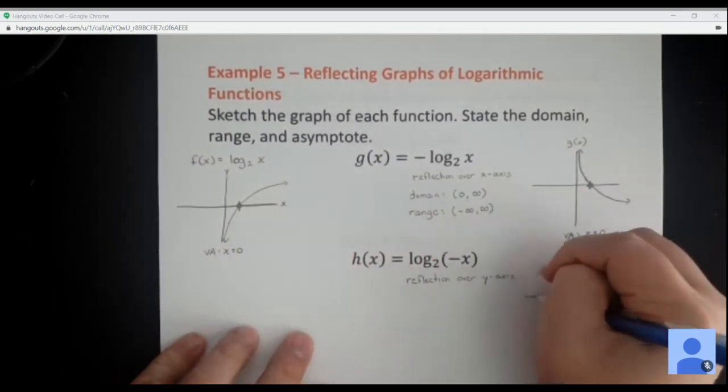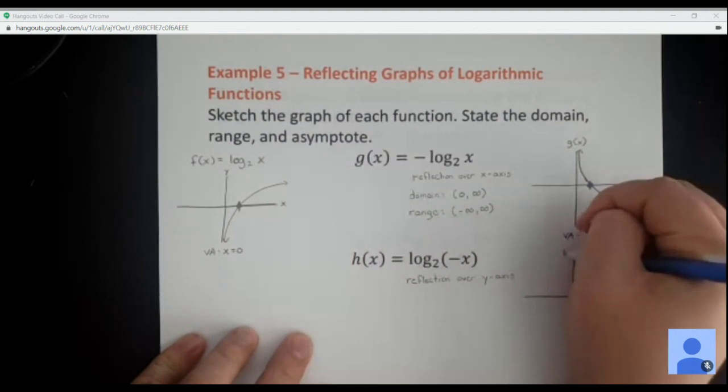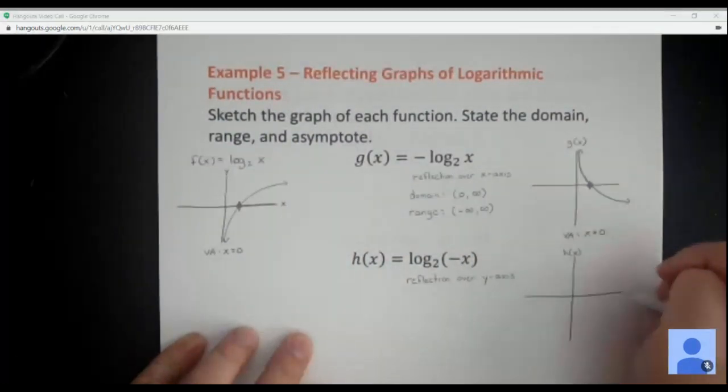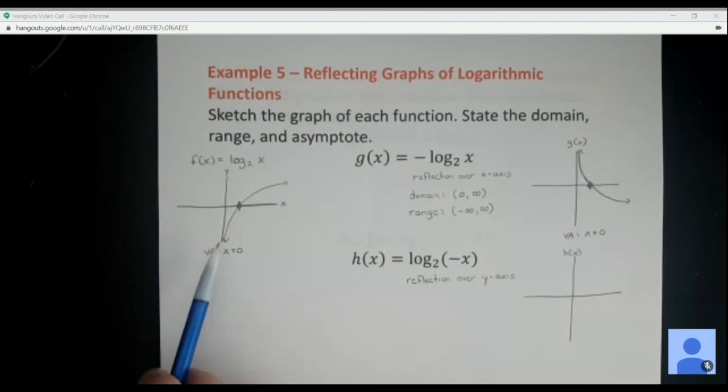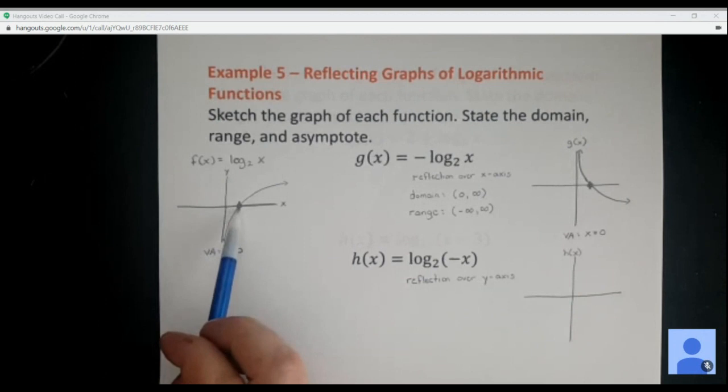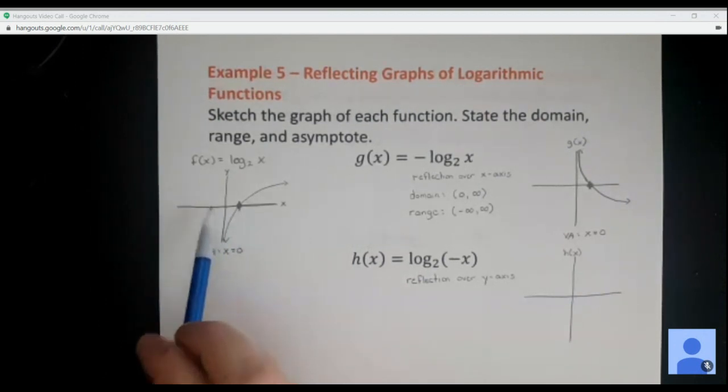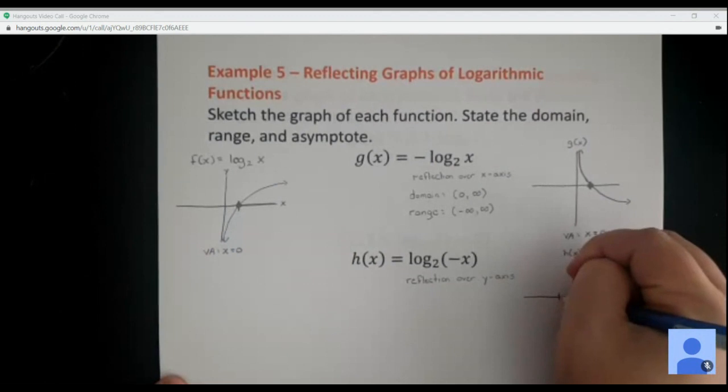So now let's think about that graph. Again, we're going back to the original parent function. So if we were to take the original parent function and reflect it over the y-axis, let's think about some of our key points on this graph. Do we have any intercepts that we can put on our graph? Good. So this point here at 1, 0 gets reflected over the y-axis, so it's going to be over here at negative 1, 0 instead. Now we have an x-intercept at negative 1, 0.